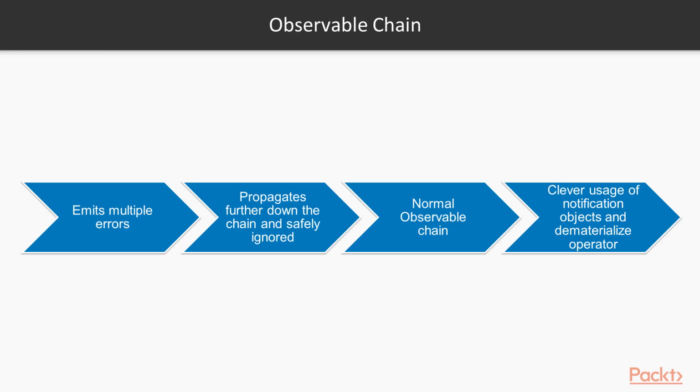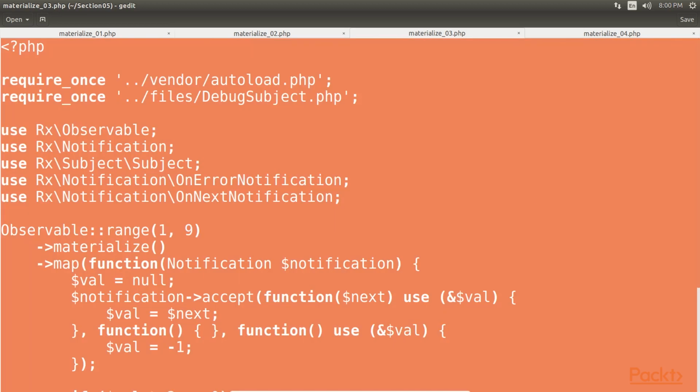We have an observable chain that needs to emit multiple errors, but it can't decide which of these are severe and need to be propagated further down the chain and which can be safely ignored. In a normal observable chain, the first error could cause immediate unsubscription. With clever usage of notification objects and the dematerialize operator, we can let the error pop up when we want. Let's take a look at the code.